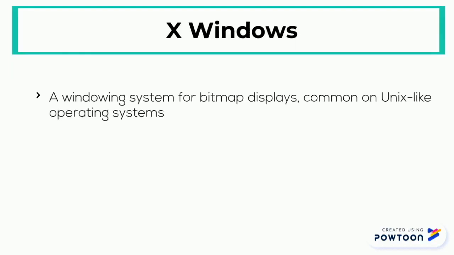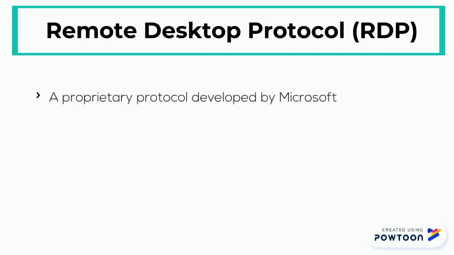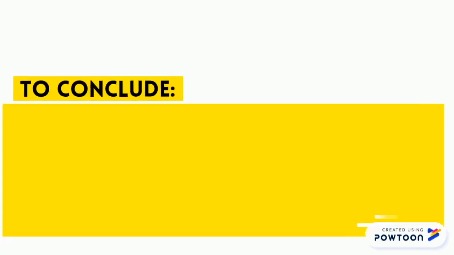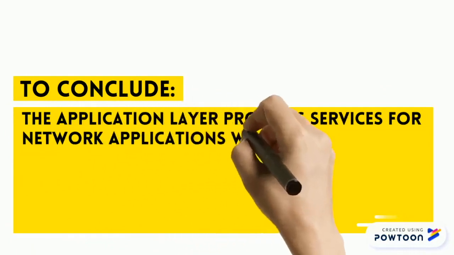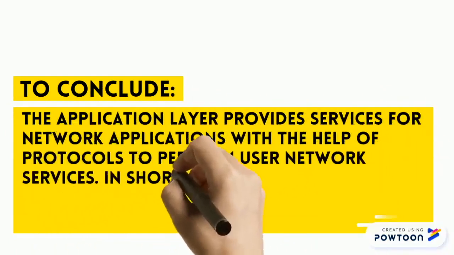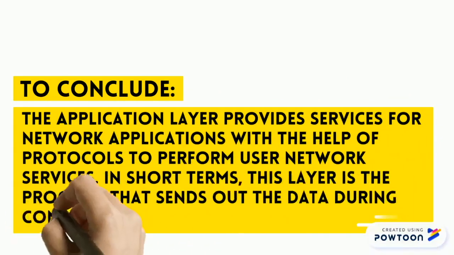X-Windows is a windowing system for bitmap displays, common on Unix-like operating systems. Finally, Remote Desktop Protocol is a proprietary protocol developed by Microsoft, which provides a user with a graphical interface to connect to another computer over a network connection. To conclude, the application layer provides services for network applications with the help of protocols to perform user network services. In short terms, this layer is the program that sends out the data during communication.